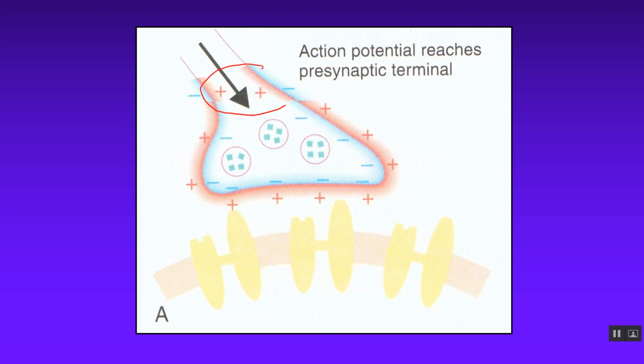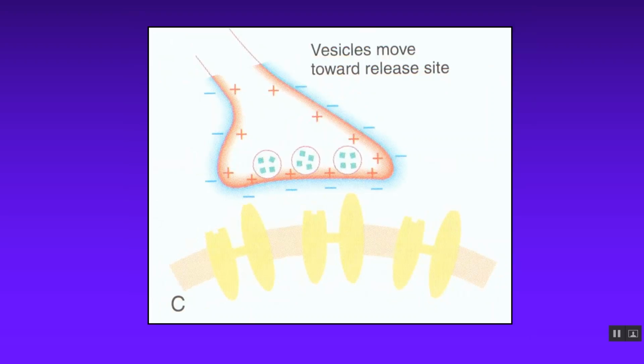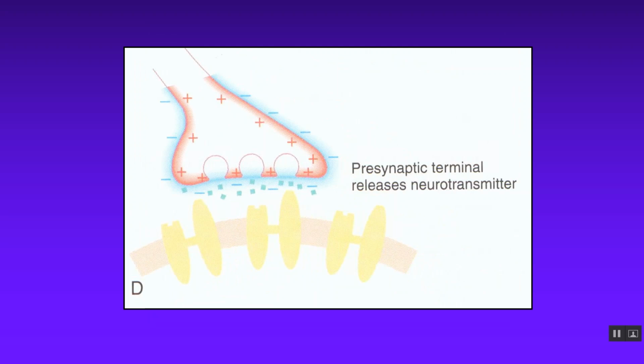Here's the charge coming down the line, down the axon. You see the flip-flop of charges, it gets more positive on the inside, negative on the outside, that flip-flop there. And then once it gets down to the presynaptic terminal, that causes voltage-gated calcium channels to open and calcium comes into that presynaptic terminal. That triggers the vesicles to move to the cell membrane and bind with the cell membrane, and then be released through exocytosis into the synaptic cleft.